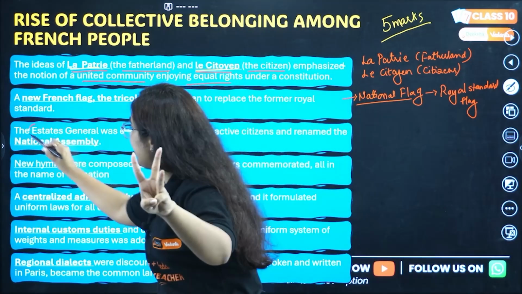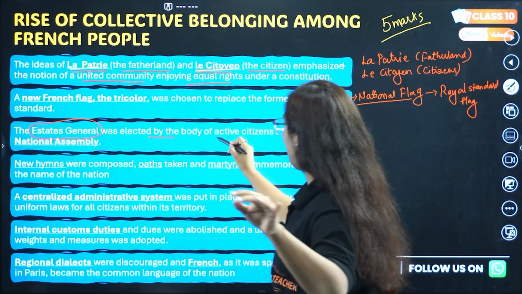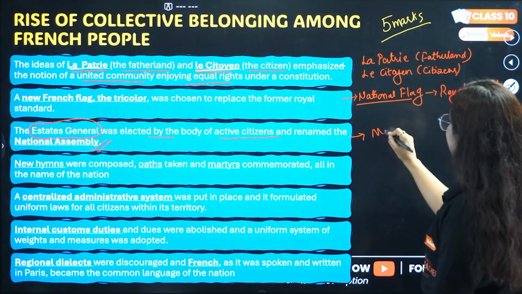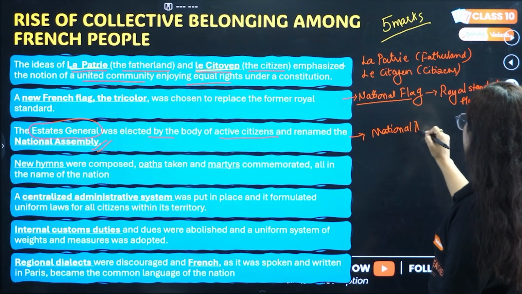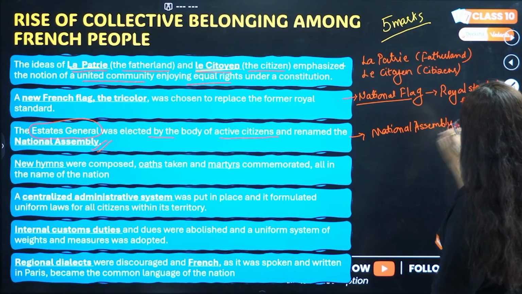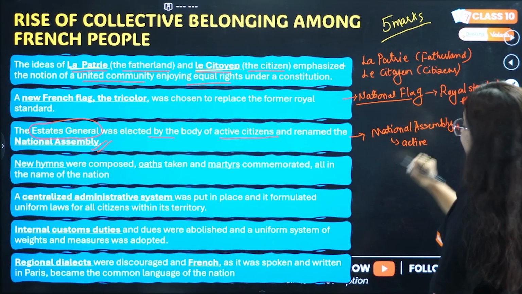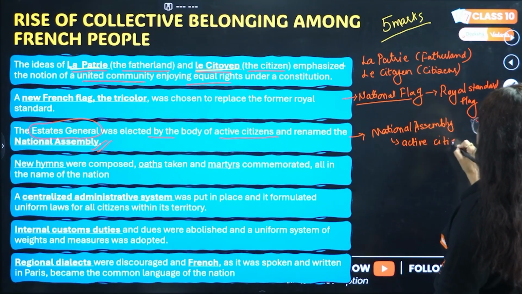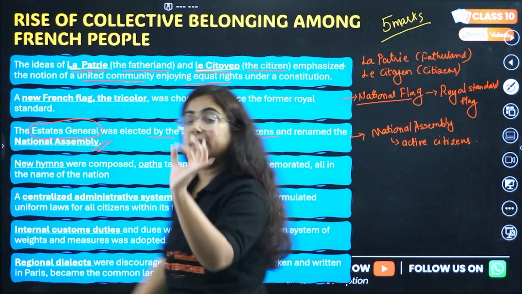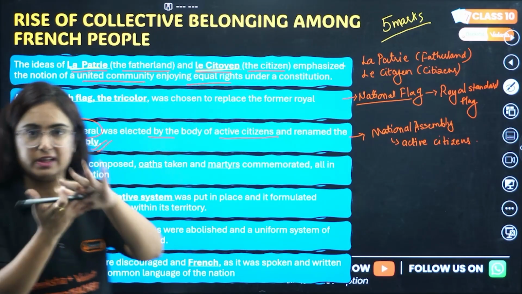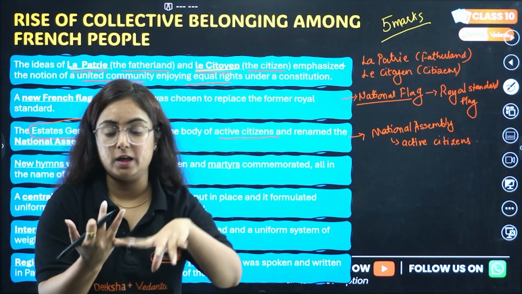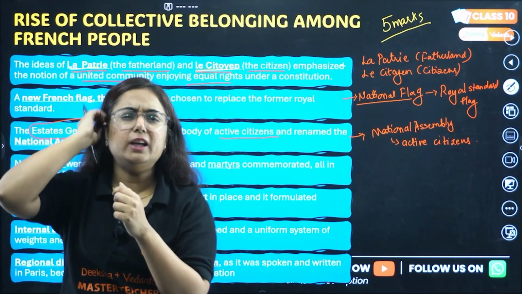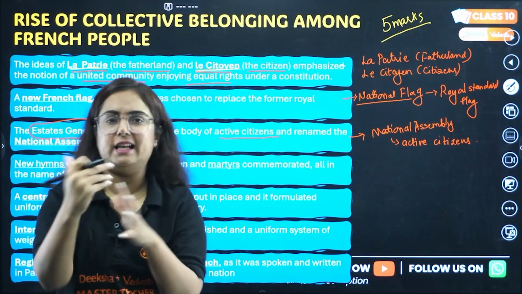The third point is that the Estates General was elected by the body of active citizens and it was renamed the National Assembly. So basically the National Assembly was made. In this National Assembly, the members would be elected by the active citizens of the country. If you remember, last year we studied that the Estates General was a political body. There were three estates: nobles, clergy, as well as the third estate. All these three estates had representation in this body, and it took important political decisions like increasing tax and so on.